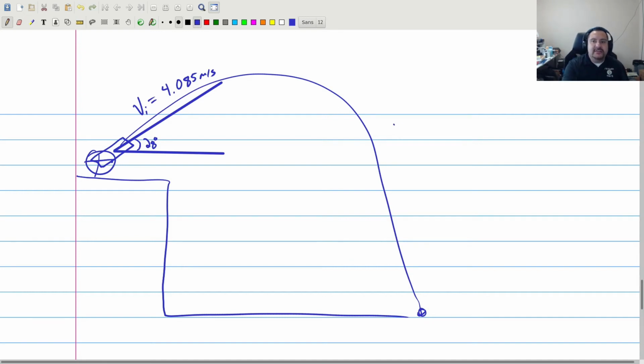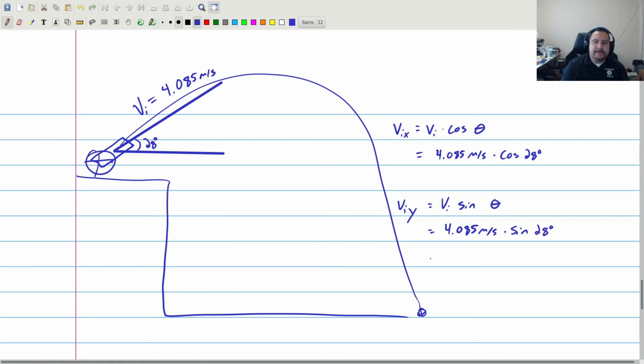So I can do this. V initial x, we learned from earlier in the lesson, is always going to be equal to v initial times the cosine of the angle. So this is equal to 4.085 meters per second times the cosine of 28 degrees. Likewise, to find v initial y, that's going to be v initial times the sine of the angle. So this is going to be 4.085 meters per second times the sine of 28 degrees.